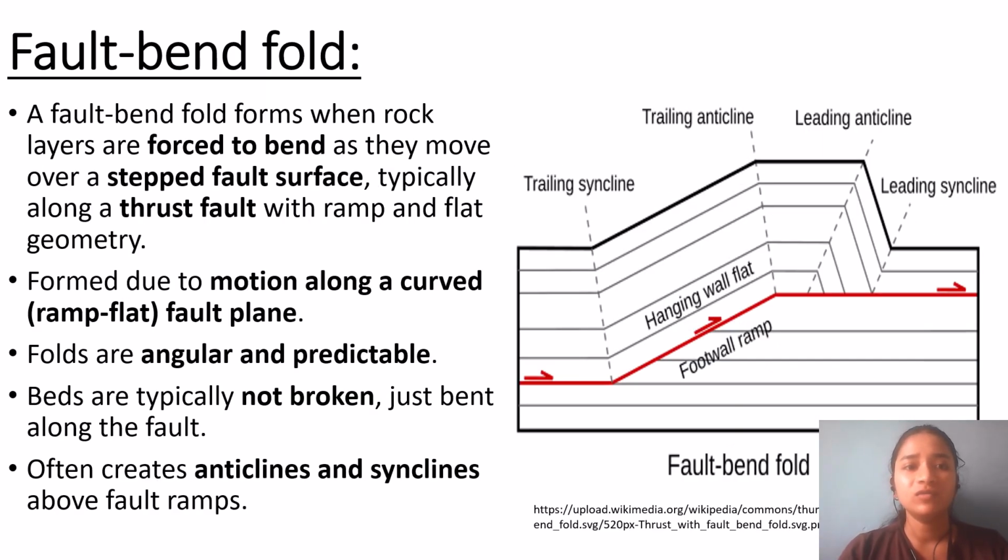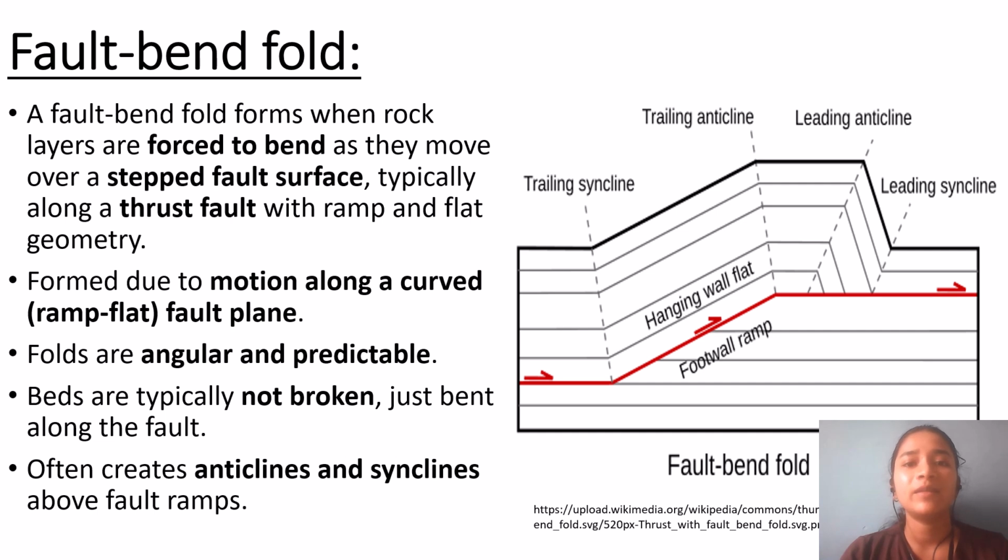Now moving on to fault bend folds. Let me explain what a fault bend fold is and how it forms. Before that, let me talk about ramp-flat geometry. Ramp-flat geometry refers to the stepped shape of a fault surface in a thrust fault system.